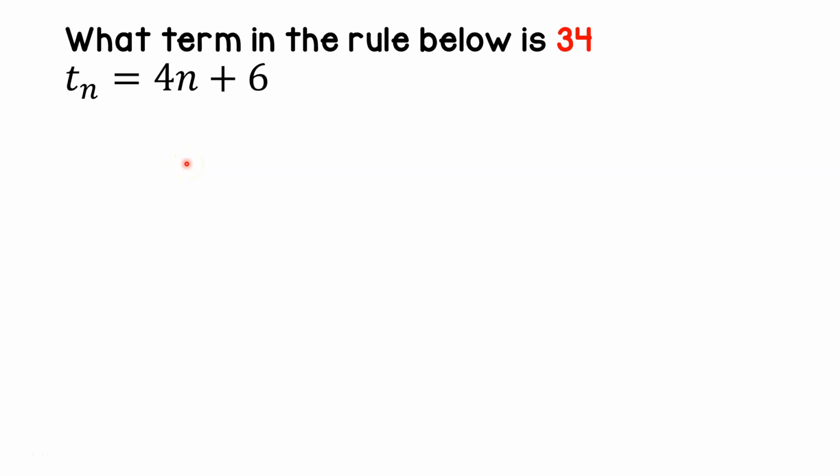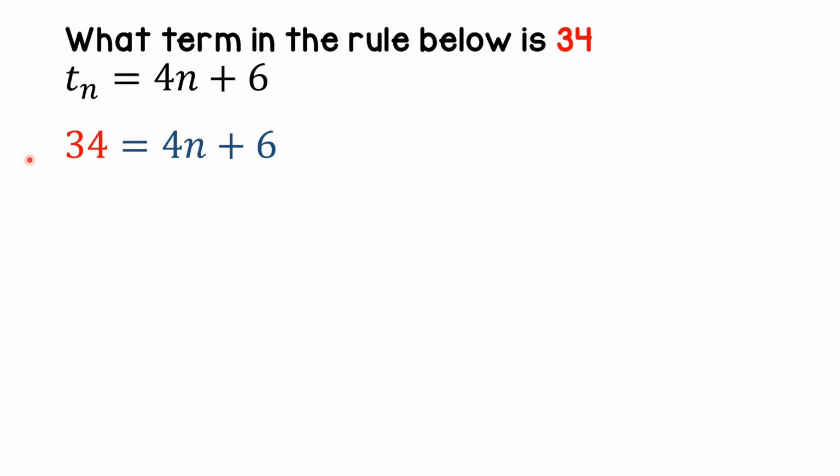So firstly, let's put in the numbers that we know. So we know that 34 is the same as Tn because we know that term is that number. But now we need to work backwards and try to figure out what n is. So we're going to have to use a little bit of algebra here.